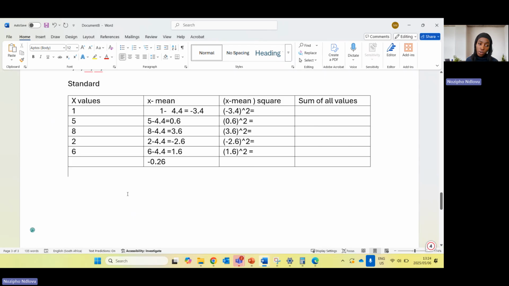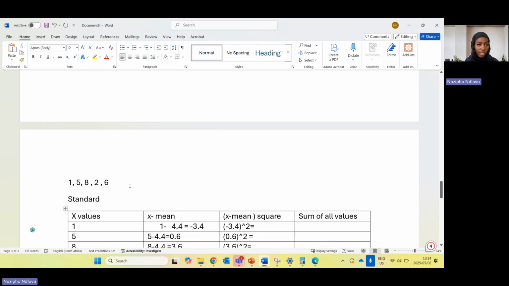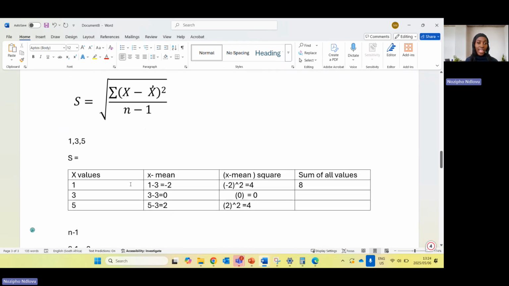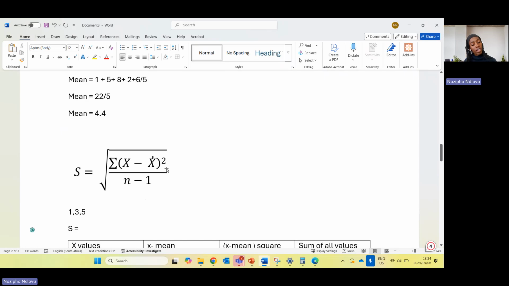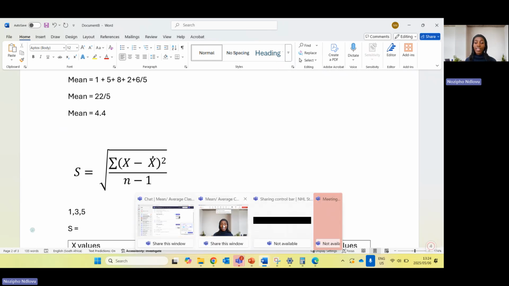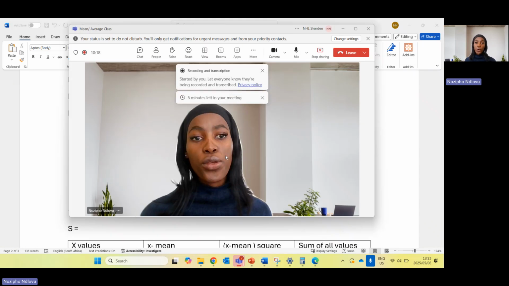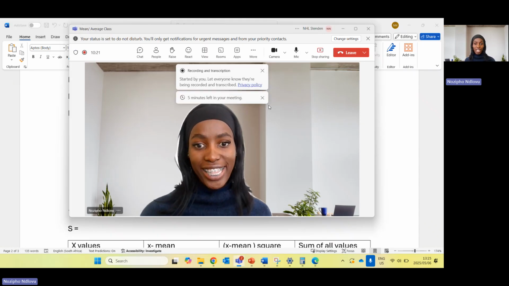And from that value, you go back to your formula, which says the square root of all the values divided by n minus 1. Because we have 5 as n, it will be 5 minus 1. Do these calculations and see if you can find the answer, and drop your correct answer in the chat. Thank you so much.